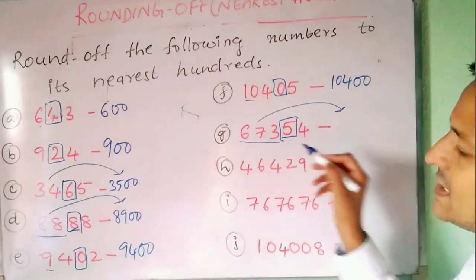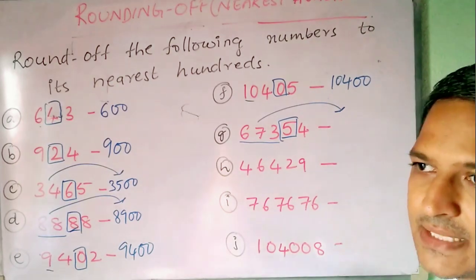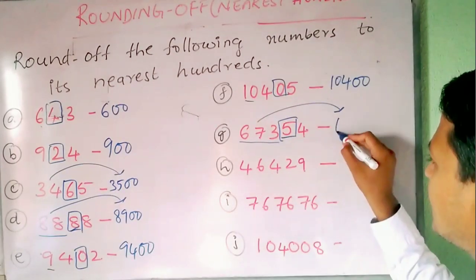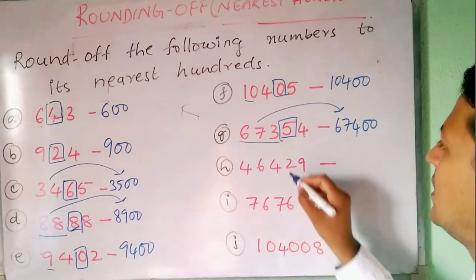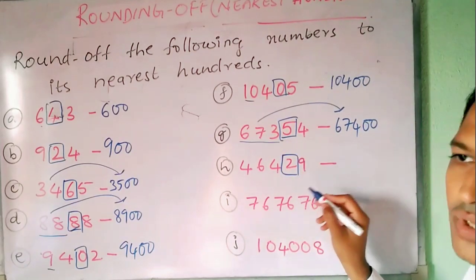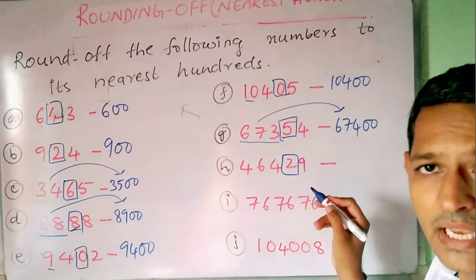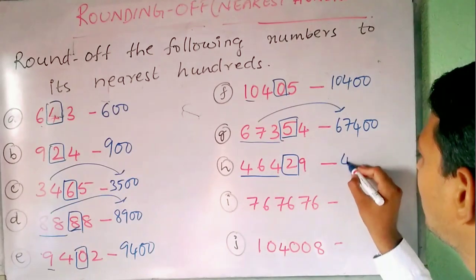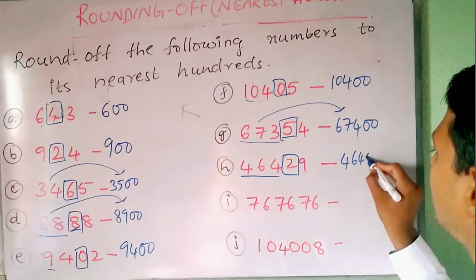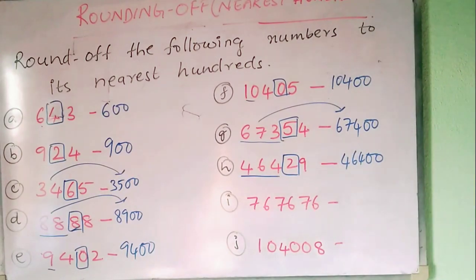So what is this number? 673. If 1 is added, the next number for 673 is 674, and we need to place 2 zeros. Now here 2 is less than 5. So what is this number? The same number we write, 464, and we need to place 2 zeros in ones place and tens place.